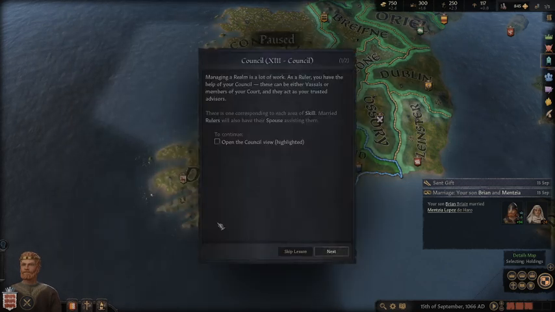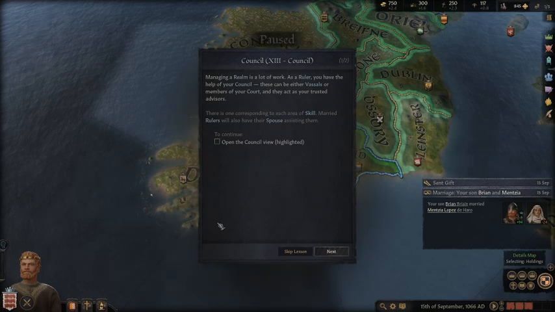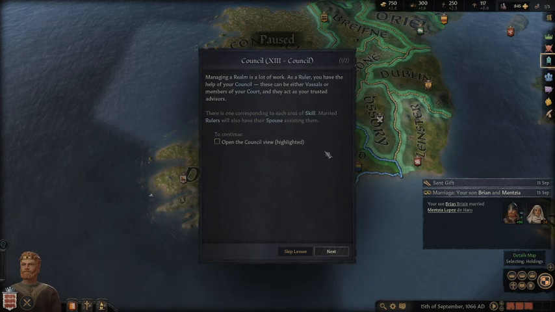Managing a realm is a lot of work. As a ruler, you have the help of the council. These can be either vassals or members of your court, and they can act as your trusted advisors. There's one corresponding to each area of skill. Married rulers will also have their spouse assisting them.